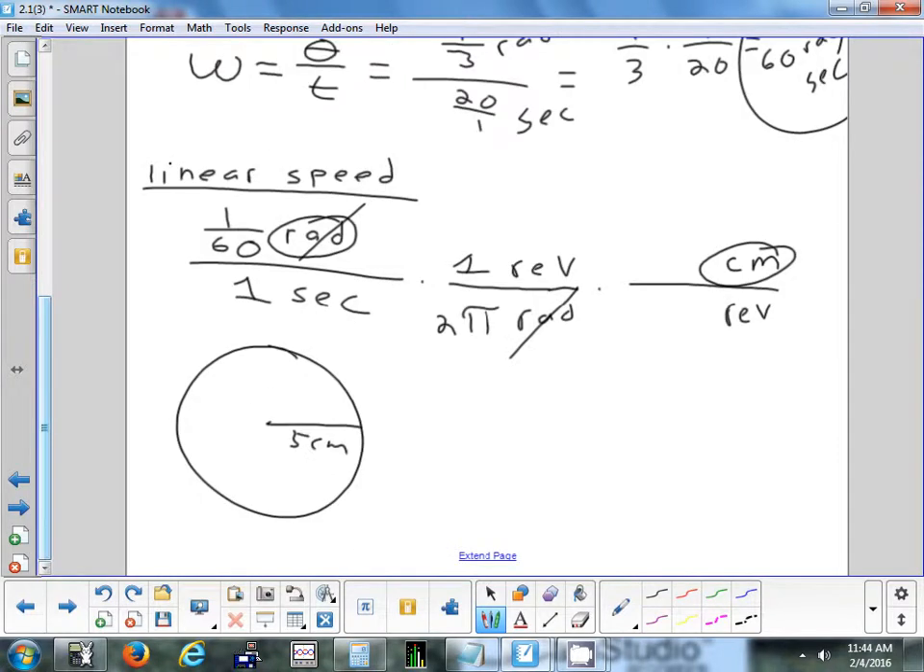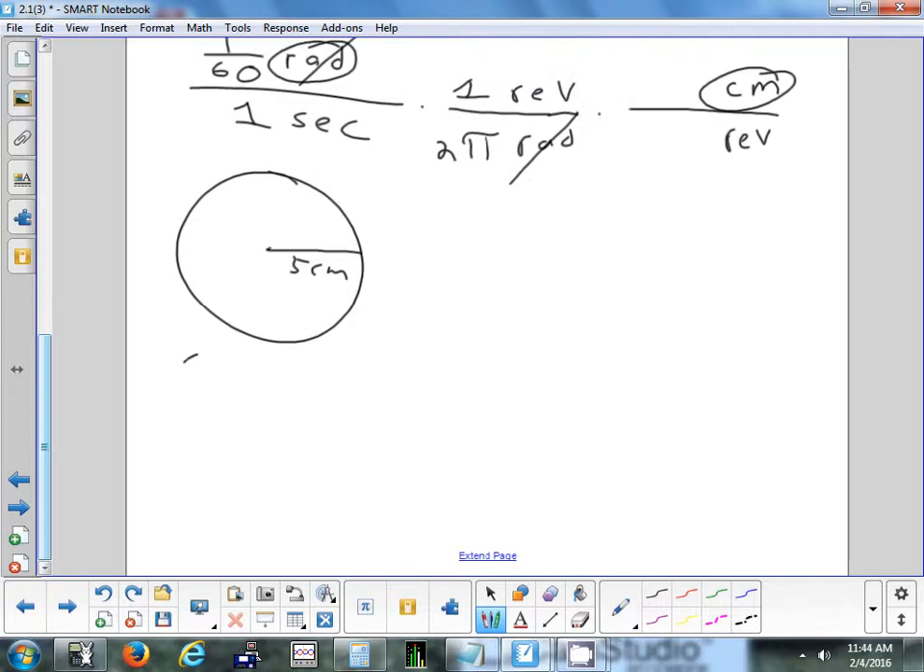And basically, imagine this as a piece of string. You're cutting this string and laying it out flat. You're finding out how long one revolution is in centimeters. What's my formula for circumference? 2 pi r. So in this case, 10 pi. So if this was a 5 centimeter circle string, you cut it and laid the string out flat, it would be that long in centimeters.